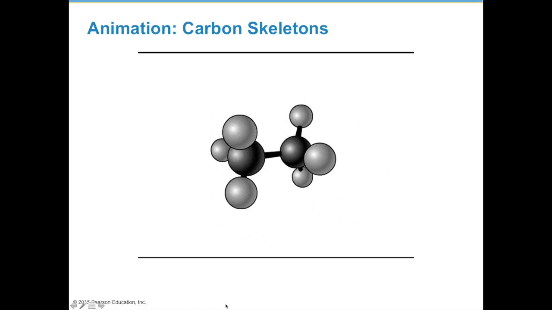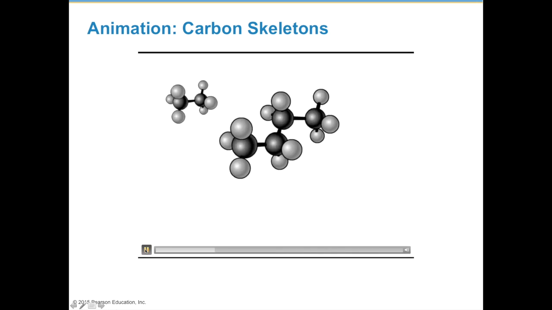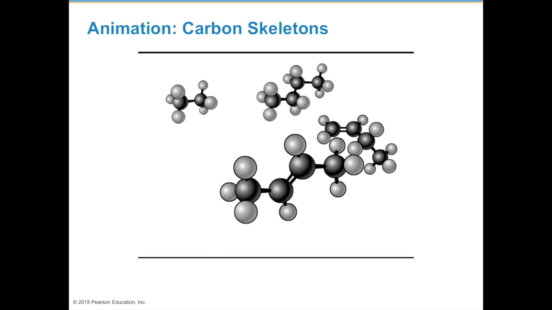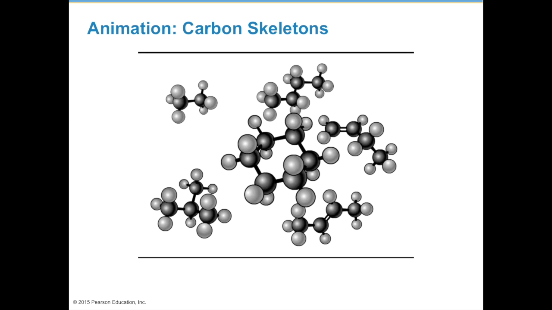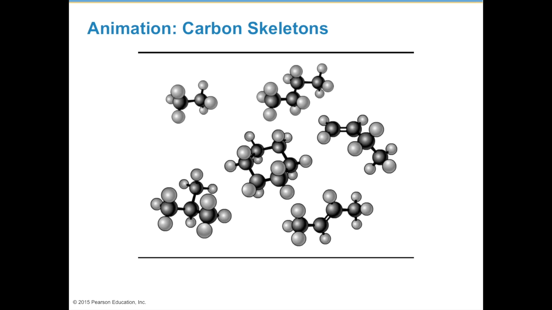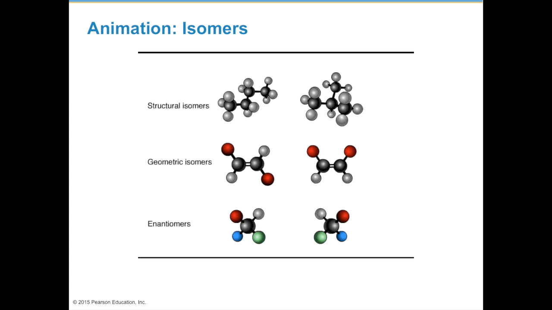Here's looking at some of the carbon skeletons. The carbon backbones of organic molecules may vary in length and in location of single and double bonds. Molecules may be straight or branched and may even contain rings of atoms. So there's that carbon ring. We're going to explore more. Honestly, especially in this chapter, when we're looking at macromolecules, we look at a lot of rings. So this is an important idea.